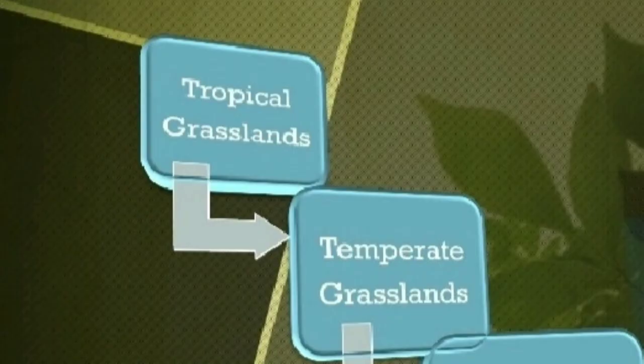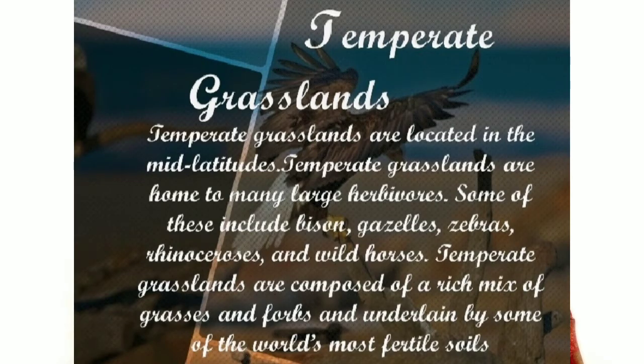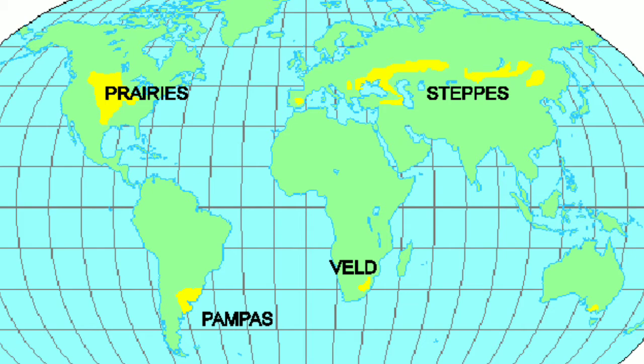Grasslands are also classified into two types, tropical grasslands and temperate grasslands. So now we are going to study these types of grasslands in detail. First of all, we are going to study temperate grasslands. These types of grasslands generally grow in temperate zones in either hemisphere and are known by different names. They are known as prairies in North America, steppes in Central Asia and Russia, downs in Australia, pampas in South America, and velds in South Africa.